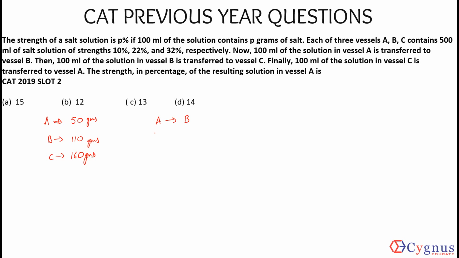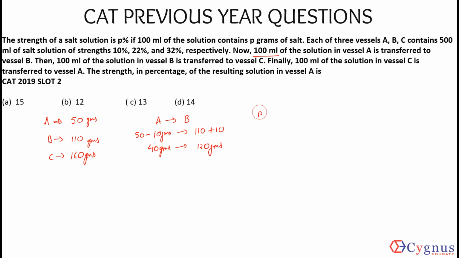Fine. The amount of the salt from A which is transferred to B will be equal to what? 10 grams, because 10% of 100 ml, since I'm going to transfer 100 ml of solution A into B. So 10% of 100 will give you 10. So 10 grams of salt from A will be transferred to B. B had 110 initially, this 10 will be added here, and from A, 10 will be subtracted. So now I'll be left with 40 grams of salt in A and 120 grams of salt in B. Fine. This was the first transfer.